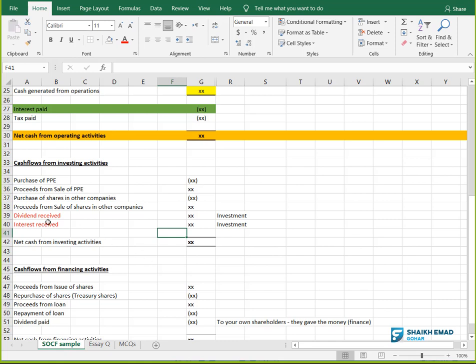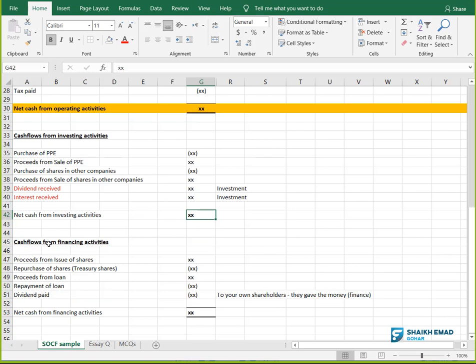And how to remember this? Why do you receive dividend? You receive dividend because you have invested some money in some other company, right or not? So that's why we take it in investing activities. From here you can remember this logic. I have written here also investment. Due to investment you are receiving dividend. Similarly, due to investment you are receiving interest, right or not? So that's why we take them in investing activities. This answer can be plus or minus, you know very well. It can be net cash from or net cash used in.